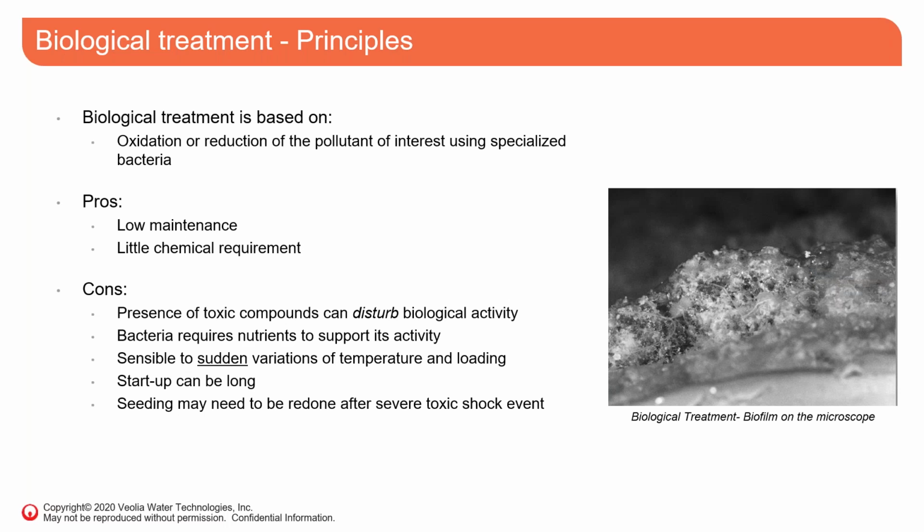What are the principles of biological treatment? I'll go quickly over that just to make sure everyone is on the same page. Biological treatment is based on oxidation when you're using an aerated process, or reduction with an anoxic process, of a pollutant of interest using specialized bacteria. Each pollutant has a different bacteria that might be able to degrade it. The main pros of biological treatment are that it's a low maintenance process and it requires few chemicals. It just requires chemicals for biological growth, but there's no need for coagulants or any dangerous chemicals.